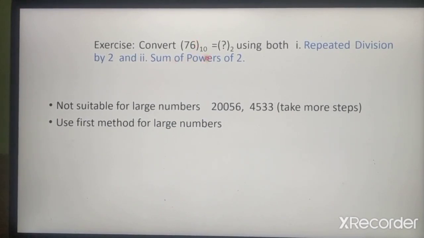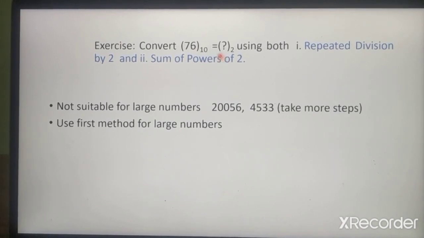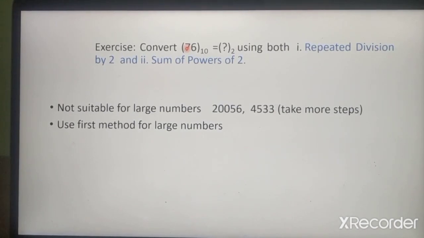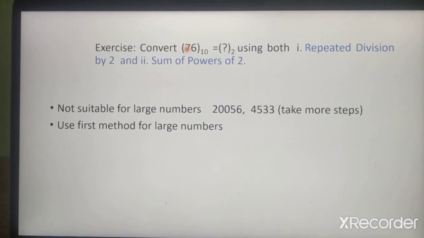Next, for sum of powers of 2, you have to make a table in the form of powers of 2. Here you can divide the number into 64 plus 12. Again you can split 12 into 8 plus 4. So 64 is equal to 2 to the power 6, 8 is equal to 2 to the power 3, and 4 is equal to 2 to the power 2. For these three numbers only you have to put 1. For the remaining numbers you have to put 0.